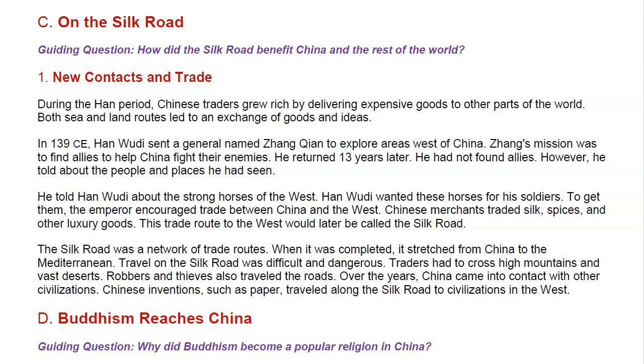The Silk Road was a network of trade routes. When it was completed, it stretched from China to the Mediterranean. Travel on the Silk Road was difficult and dangerous. Traders had to cross high mountains and vast deserts. Robbers and thieves also traveled the roads.